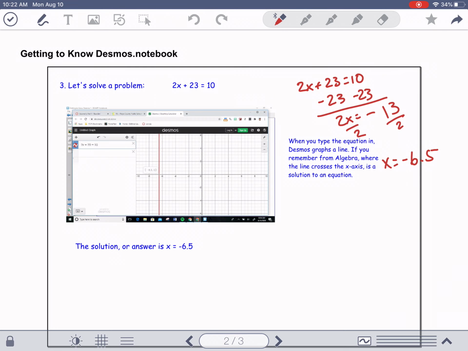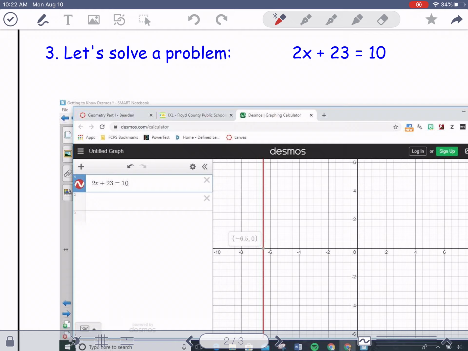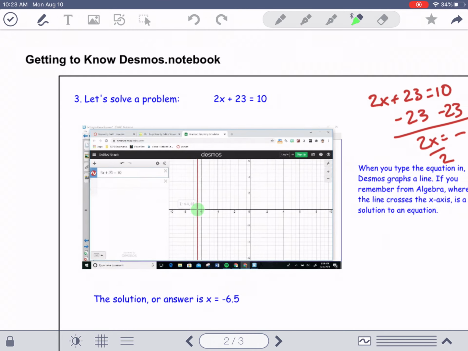What you're going to do with Desmos is you're going to type in the equation, 2x plus 23 equals 10. You hit enter. Now, you're going to see this red line pop up. And if you hover over that little dot, where your line crosses the x-axis, you get this coordinate, negative 6.5, comma 0. That means the graph of this equation crosses the x-axis at negative 6.5, 0.